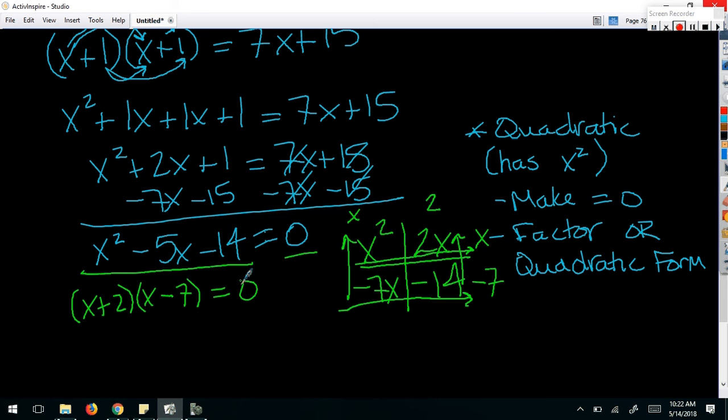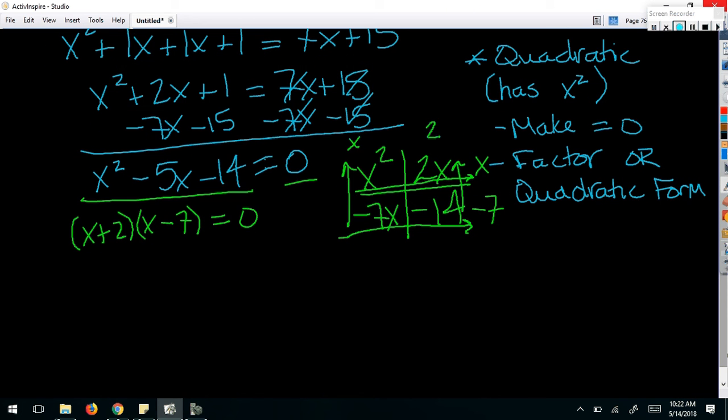Yes, that's right. This is where we separate them. So we say x plus 2 equals 0, x minus 7 equals 0. Which means x is negative 2 or x is 7.